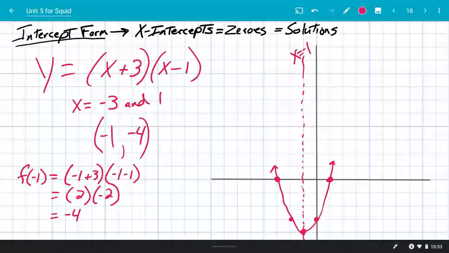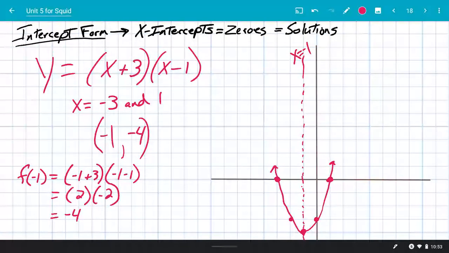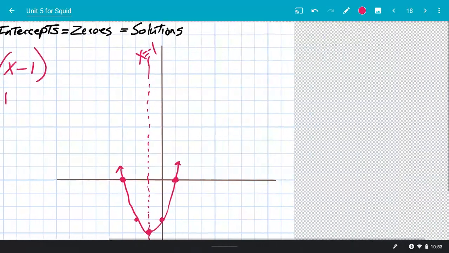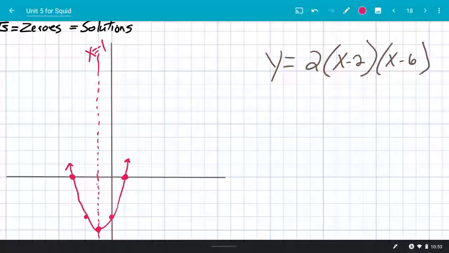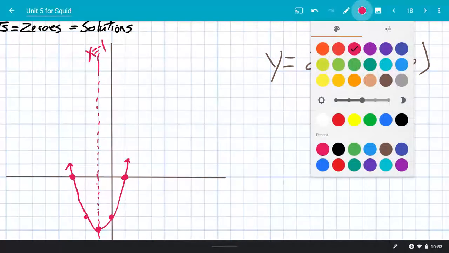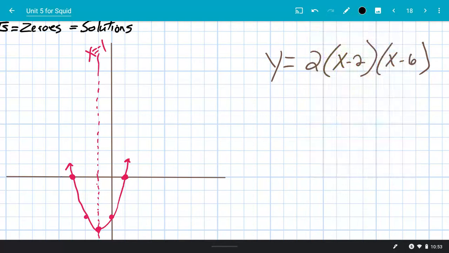Let's try another one. I want you to try this next one on your own. You can graph it on the same graph if you'd like. Try that one right there. Y equals 2 times (x minus 2) times (x minus 6). I'll give you 30 seconds, and then I'll jump in.